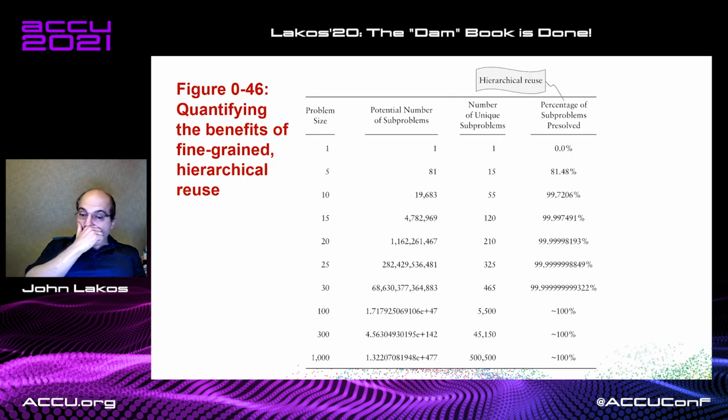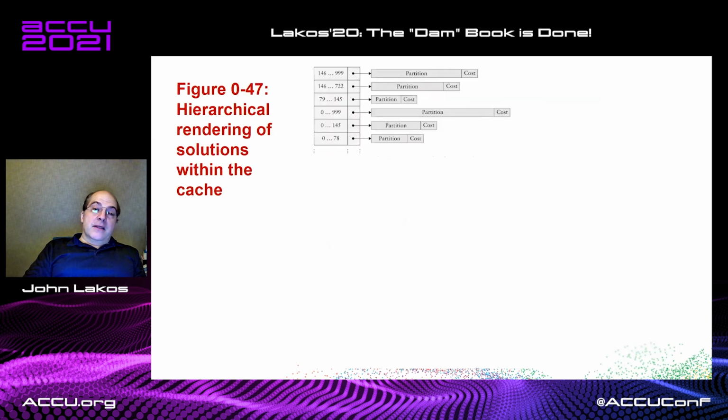How huge? Well, if you look at how this particular problem scales, if the problem size is 1, there's no reuse. If the problem size is 5, there's 81.48% reuse. If the problem size is 10, there's 99.7206% reuse. You can read the rest. It grows hugely. And so this is a real problem. The program that we wrote doesn't work on any problem of reasonable size. It doesn't scale. So let's look at some optimizations. What can we do?